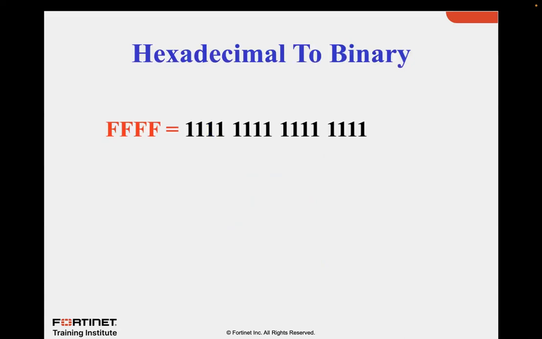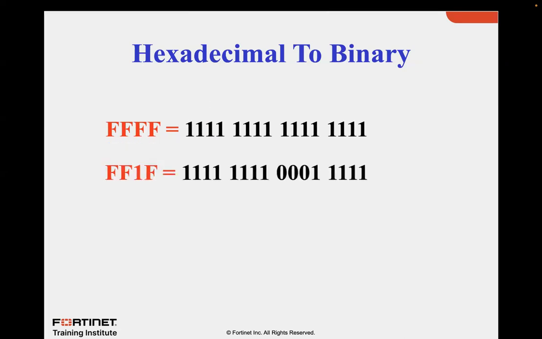So here's an example. I've taken 16 bits, 2 bytes. I've broken them out into 4 nibbles. Each nibble is 4 ones, so I can represent these 4 nibbles as FF, FF, and it's the same thing as having written out sixteen 1s. All ones for 16 bits.